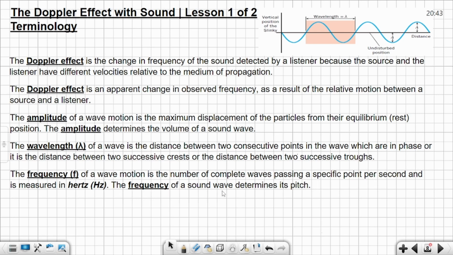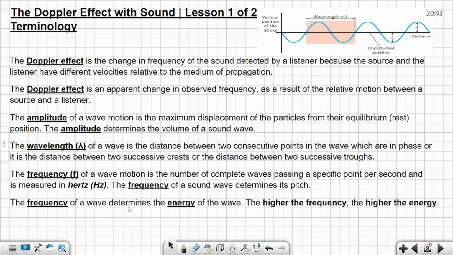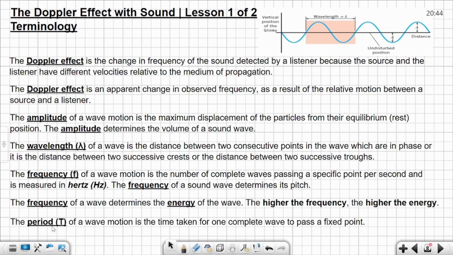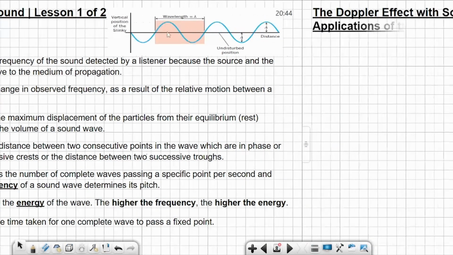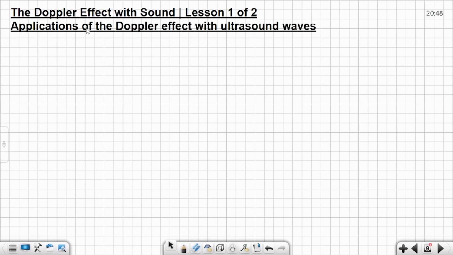And the frequency of a sound wave determines its pitch. So a higher frequency means a higher pitch. The frequency of a wave also determines the energy of the wave. So the higher the frequency, the higher the energy. And what is the period? The period of a wave motion is the time taken for one complete wave to pass a fixed point. So the time it took this complete wave to complete, that is your period.